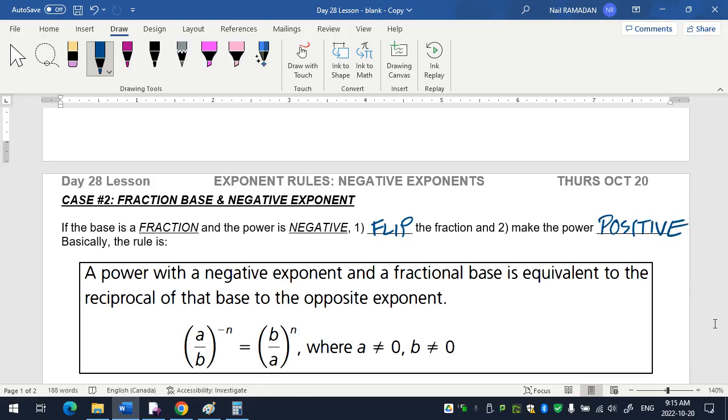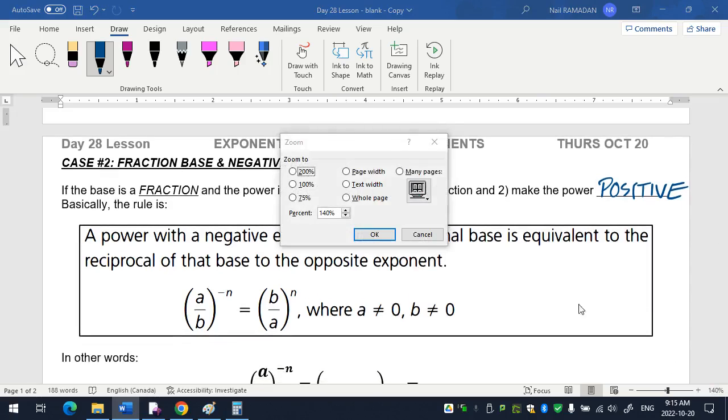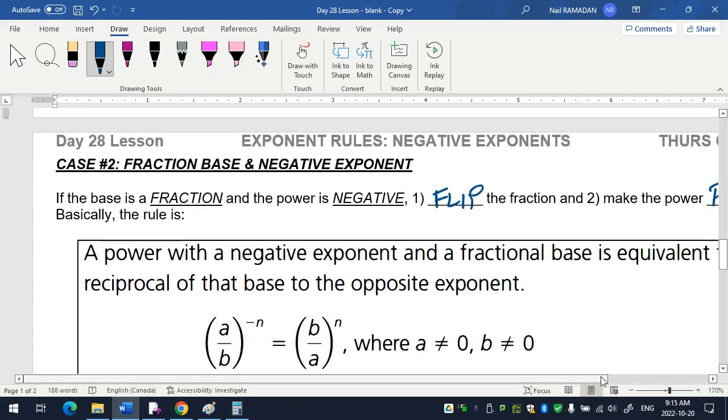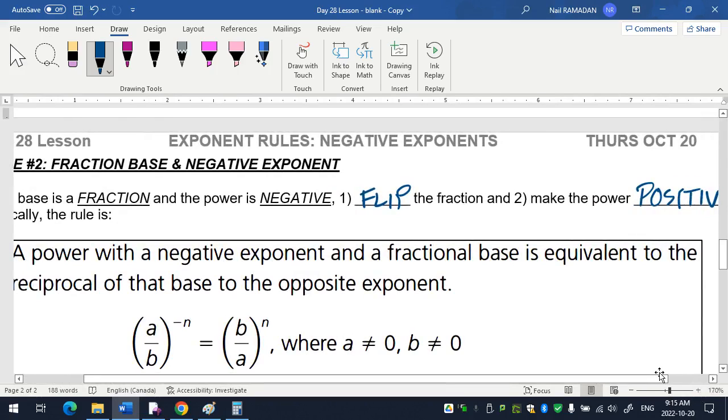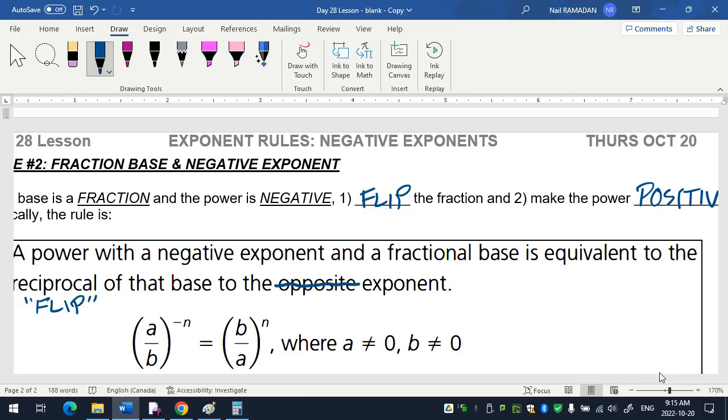Ladies and gentlemen, here's the rule. A power with a negative exponent and a fraction base, not an integer, is equivalent, which means similar to, same as, identical to, the reciprocal, which again means flip. Flip the base. It's not just the opposite. What's the new exponent? Positive. Ta-da.